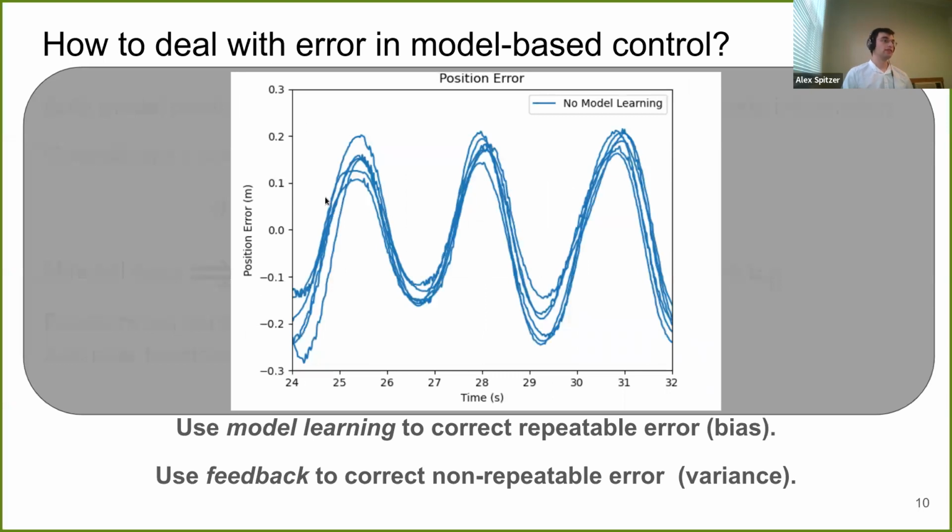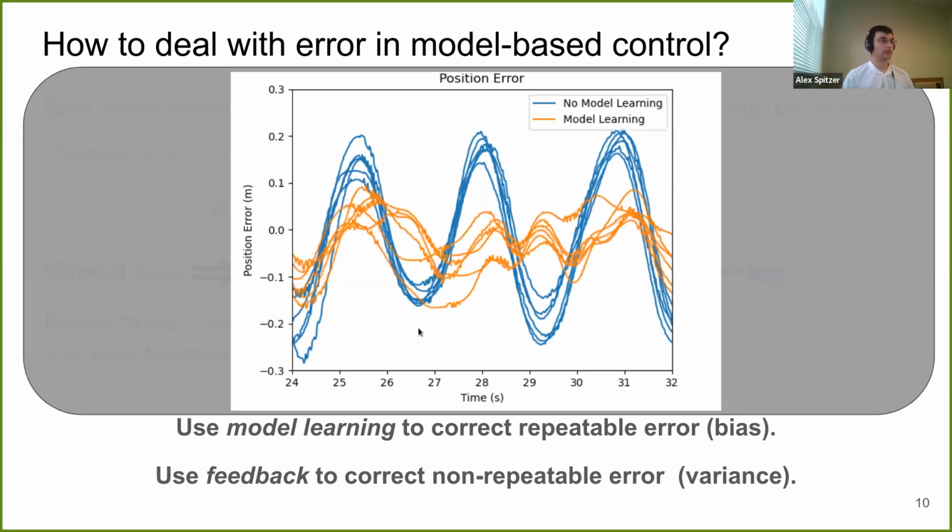Here's an example of some trajectory traces from a robot executing a trajectory. This is the position error. You can see it's very structured, and there's this repeatable error that we see. After we apply model learning, we'd like to see something like this, where the mean of the error is reduced. Yes, you can still see some oscillations, but it's noticeably better than without model learning.